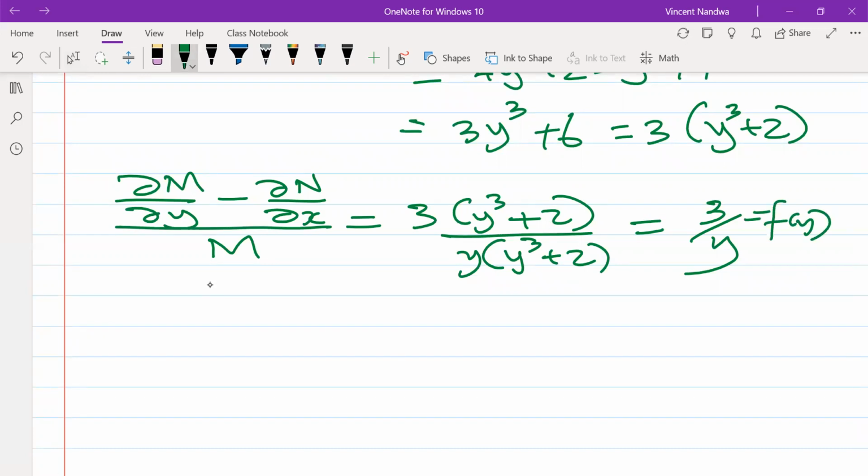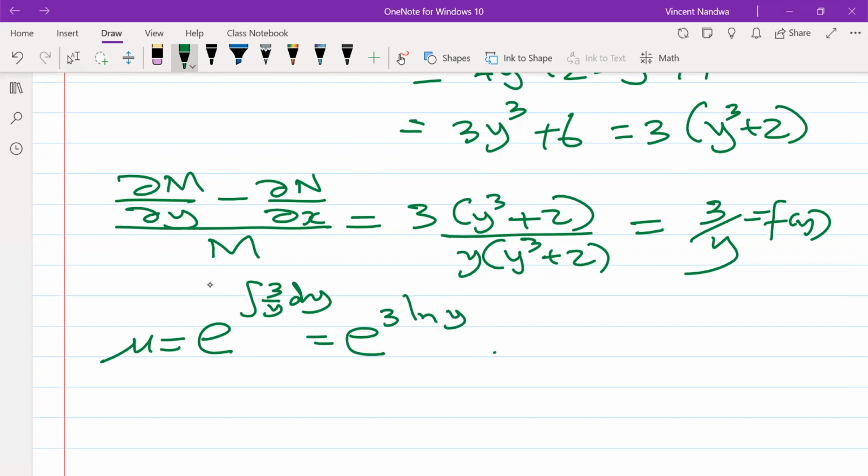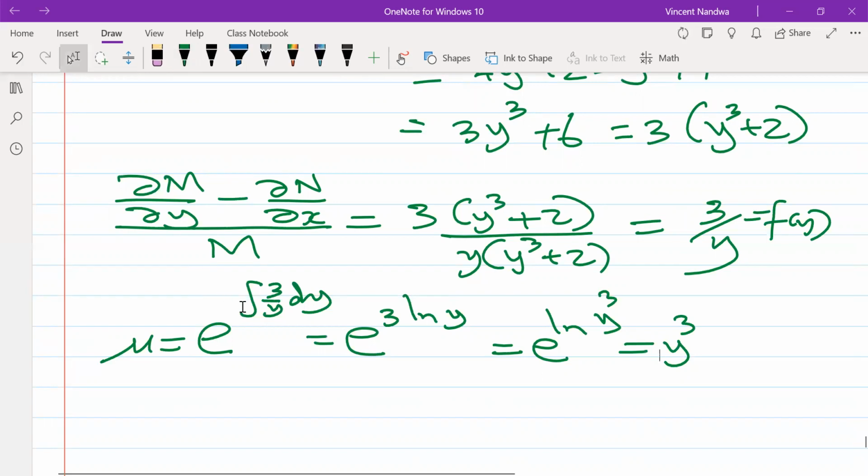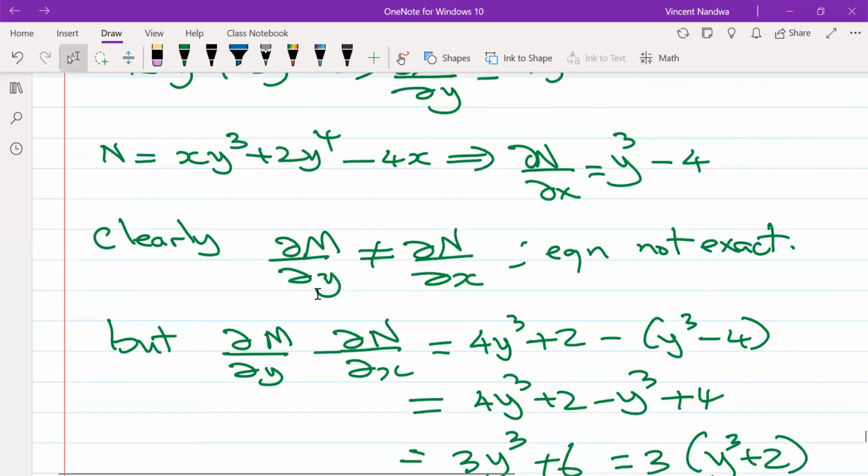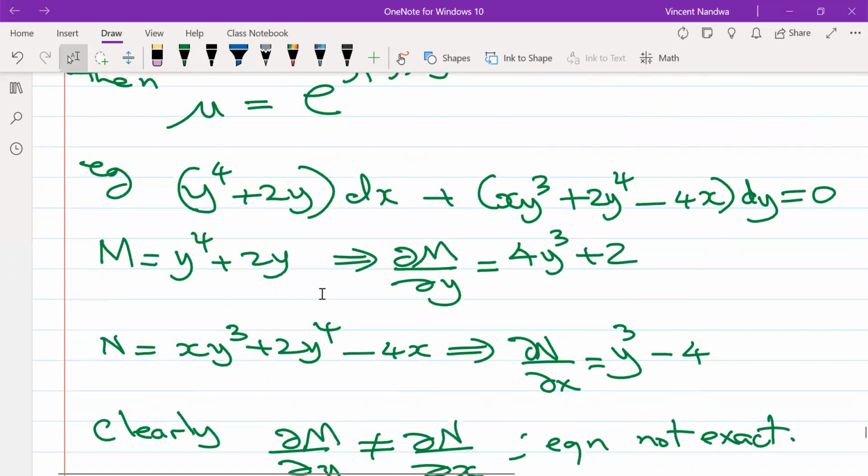Therefore, mu is given by e raised to the integral of 3 over y dy, which is e raised to 3 ln y, which is e raised to ln of y cubed, which is just y to the power 3. So the suitable integrating factor in this case is y cubed.